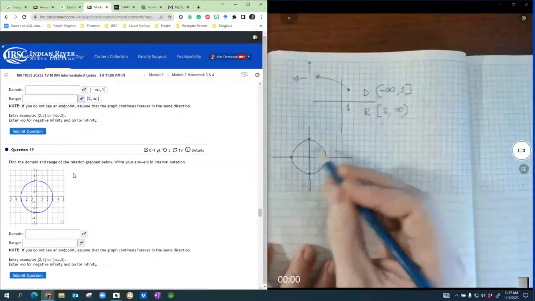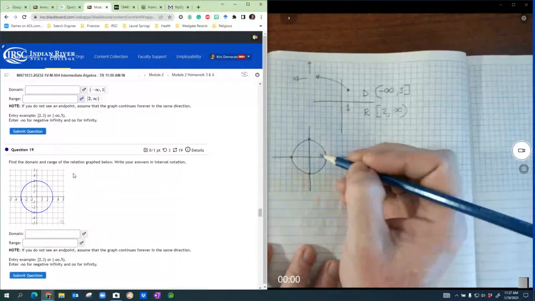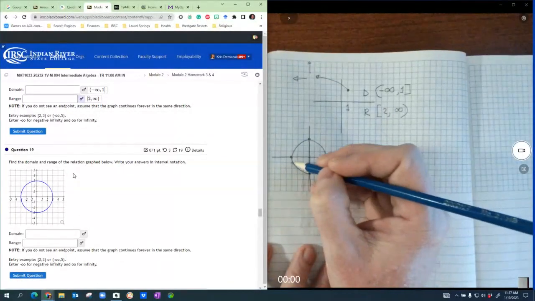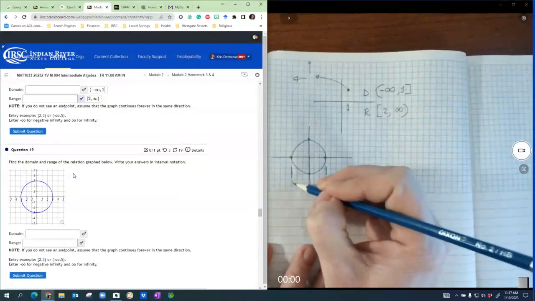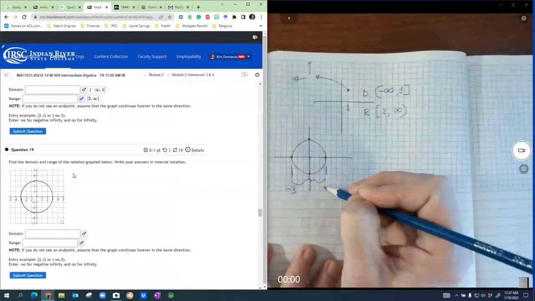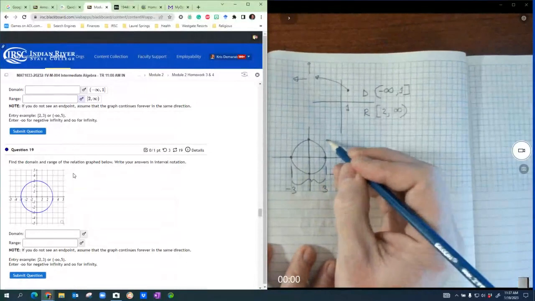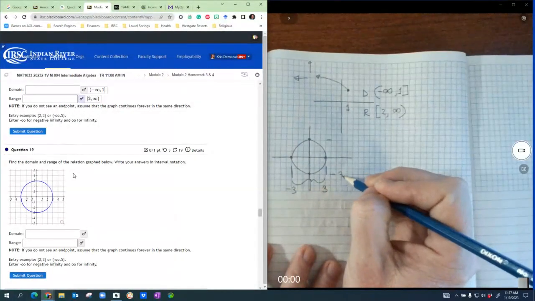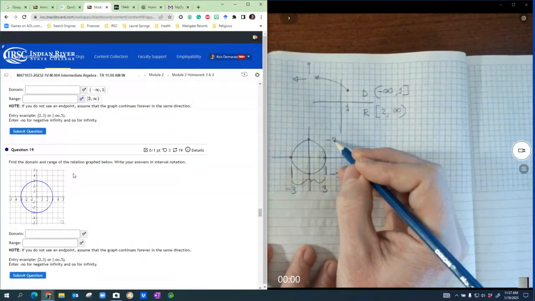I'll say so myself, this is a pretty darn good looking circle. I do pretty well at it. So anyway, if we're looking at it, for the domain it goes from here to here. Where is that? That's from negative 3 to positive 3. And the range is also from negative 3 to positive 3, so it's the same answer. This is negative 3, and this is positive 3.